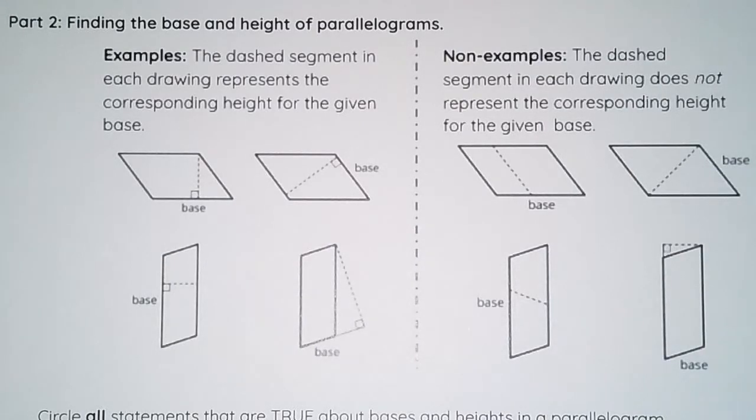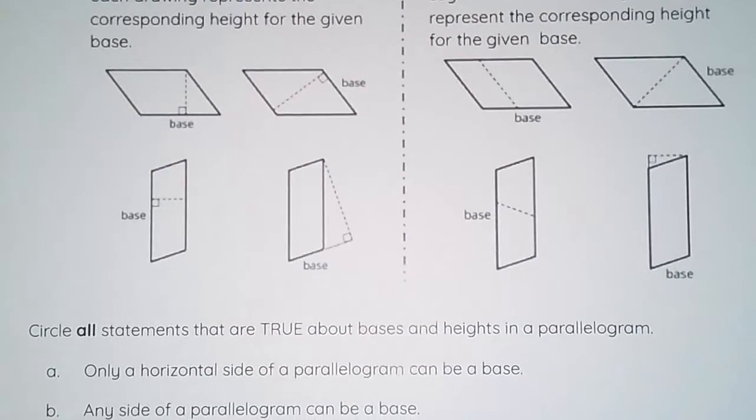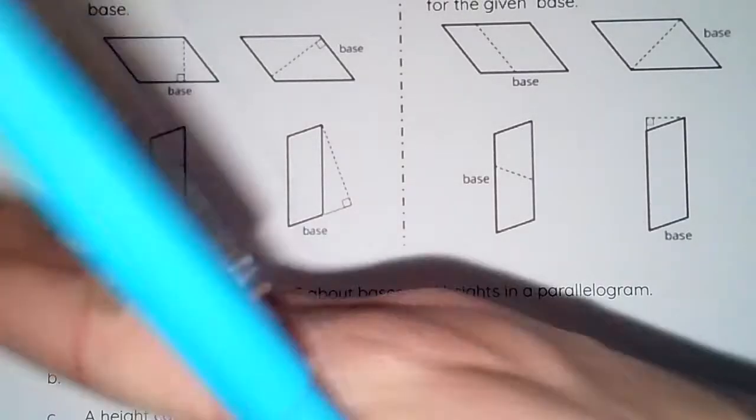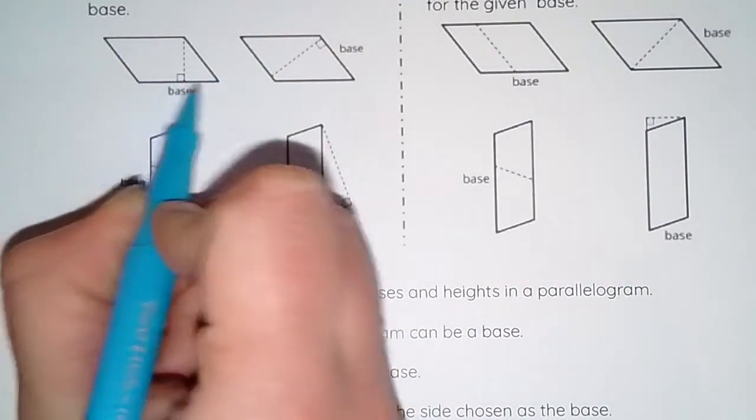Let's go ahead and go through a couple of true-false statements to determine what we need to know about bases and heights of parallelograms. Our first true-false statement says that only a horizontal side of a parallelogram can be a base. So a horizontal side is that side, right? Side to side. So for example, here is horizontal.